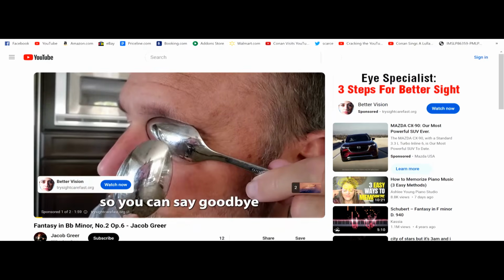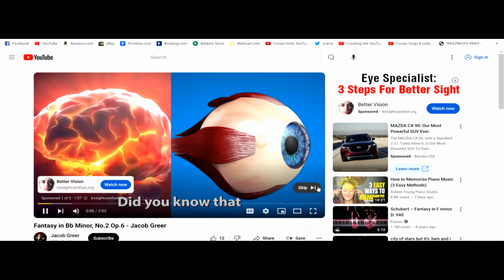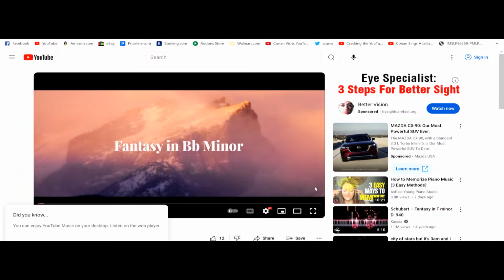There's one simple vision hack anyone can use to improve vision. So you can say goodbye to your wait, this is optometrist not. For good. Did you know that vision... There we go.